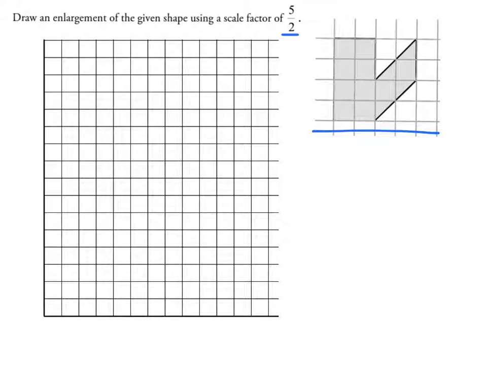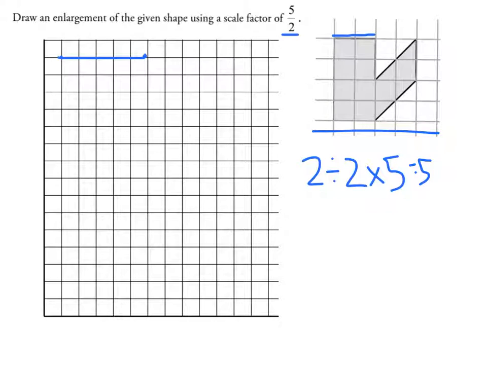5. So the first side is this one here, which is 2 long. So first I need to divide it by 2, and then times it by 5. So 2 divided by 2 is 1, times by 5 is 5. So the first length is 5 long. Now, make sure you are using a ruler when you're doing this. I can't use a ruler on my iPad, but make sure you're using a ruler in your assessment.